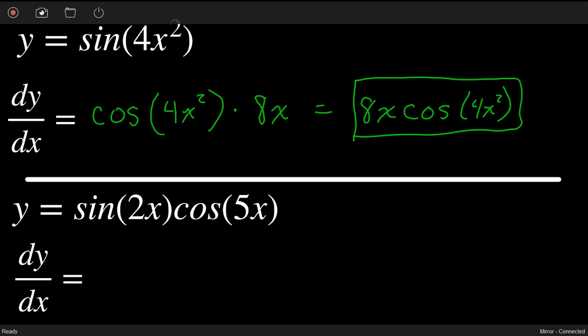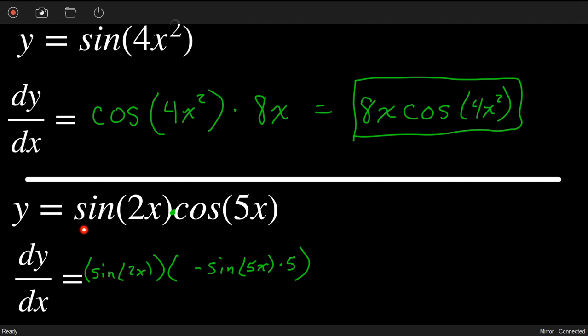So the next problem, we do have multiplication in between here, so this makes this a product rule. So you're going to have the first times the derivative of the second, which will give us negative sine 5x times chain rule times the derivative of the inside part.